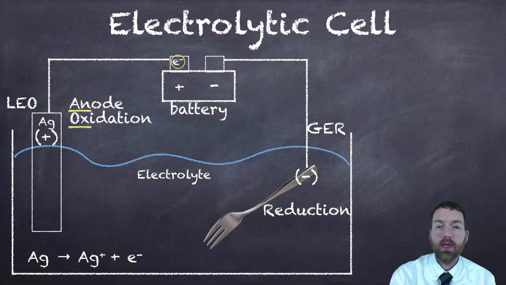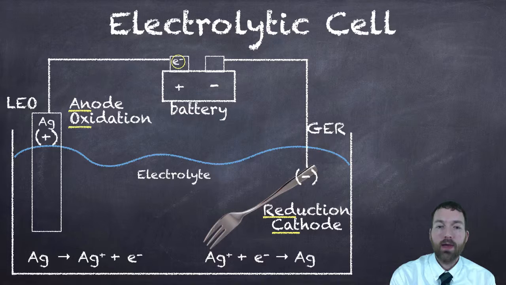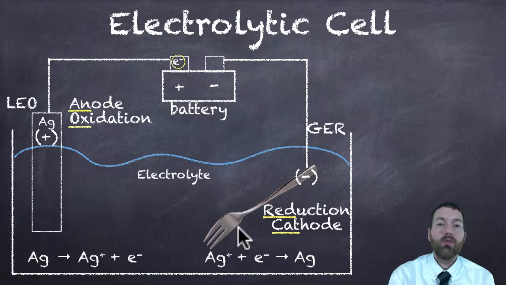So that's a reduction. We're gaining electrons at the cathode. So remember red cat, reduction at the cathode. And here's the half reaction for what just happened. The silver ion from solution gained an electron that it got from the battery and reduced to a silver atom on the surface of the fork. So the longer this fork sits in this solution, the more and more silver will get plated on top of it. And this is how you get silver-plated silverware, or you can make jewelry this way.